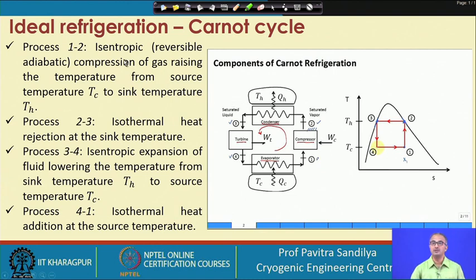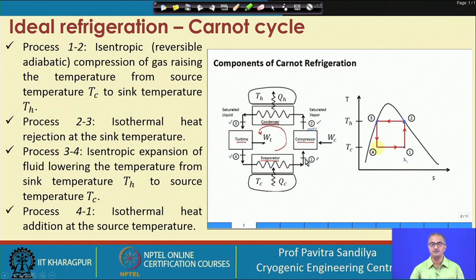Now, first we come to the ideal refrigeration, and that is the Carnot cycle. I will not go into details of it. I will give you some basic knowledge about this cycle. Carnot's cycle is shown in this particular figure, and here we have represented it in the temperature-entropy diagram. So, let us look into how this is going on.